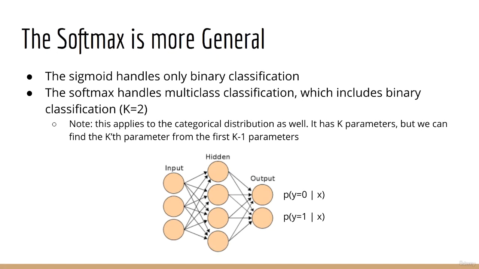Another important thing to remember is that the softmax function is more general. Whereas the sigmoid can only handle binary classification, the softmax function can handle multiclass classification, which includes binary classification. So it's possible, if you want, to just use the softmax for all types of classification. If you set k equals 2, then you're doing binary classification. It's just that in this scenario, your outputs are a bit redundant because you already know that they both sum to 1, and hence only one of them is really needed.